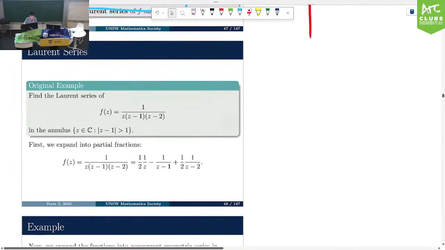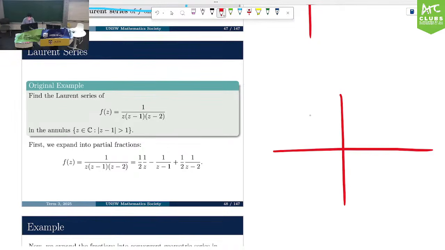So let's look at this example over here. We want to find the Laurent series of this function for the annulus |z minus 1| greater than 1. Let's just quickly sketch it out. The first step to do Laurent series questions is to always sketch it out. So f of z is analytic everywhere but z equals 0, 1, and 2. We want to find the Laurent series expression for the annulus |z minus 1| greater than 1.